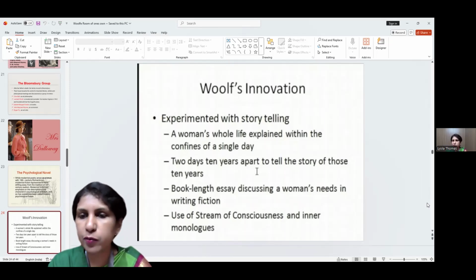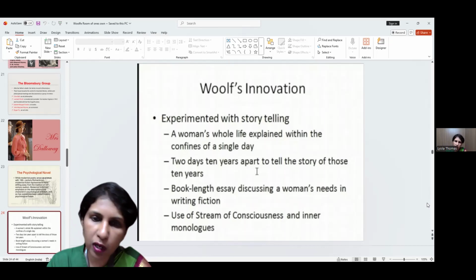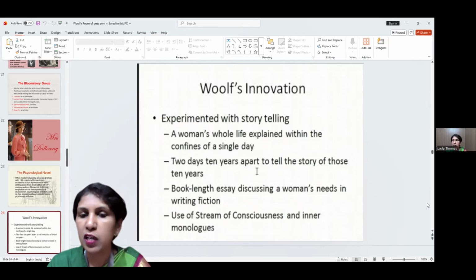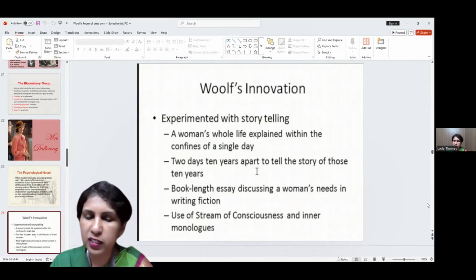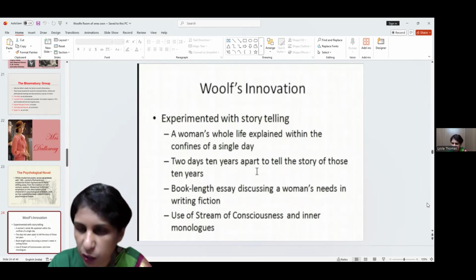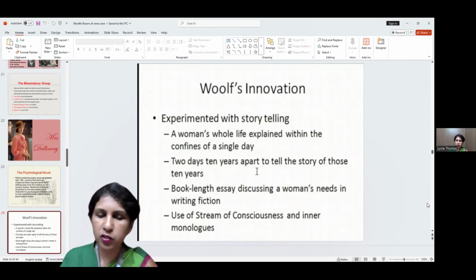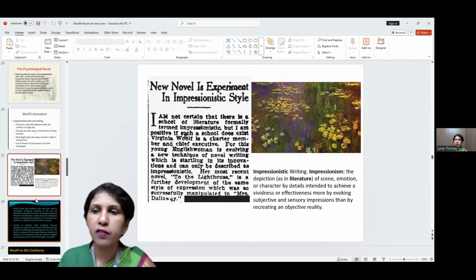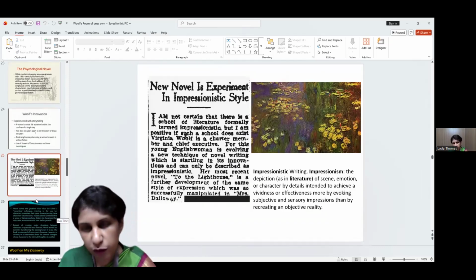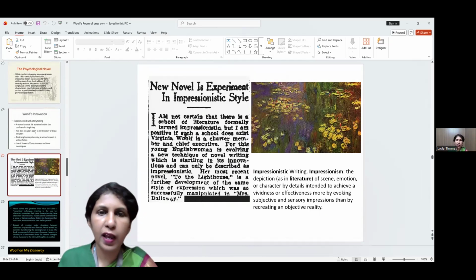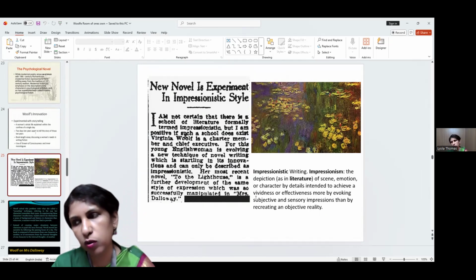So how did Woolf innovate in this background? She experimented with storytelling. In Mrs. Dalloway especially, we see how a woman's whole life is explained within the confines of a single day. And in that novel, we see two days, 10 years apart, tell the story of those 10 years and all the many actions and the consequences of those 10 years. She uses stream of consciousness very powerfully in Mrs. Dalloway, and this style also has something we call impressionistic writing.